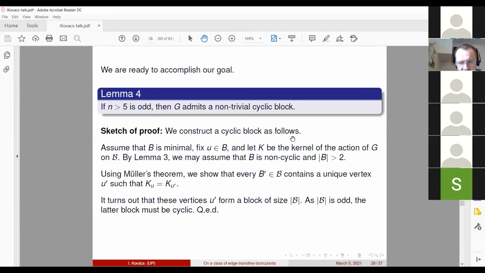But on the other hand, it's clear that the size of the block is odd because the block system is non-cyclic as n is odd. So you found a block of odd size, but a block of odd size must definitely be a cyclic block. So you obtain your cyclic block.